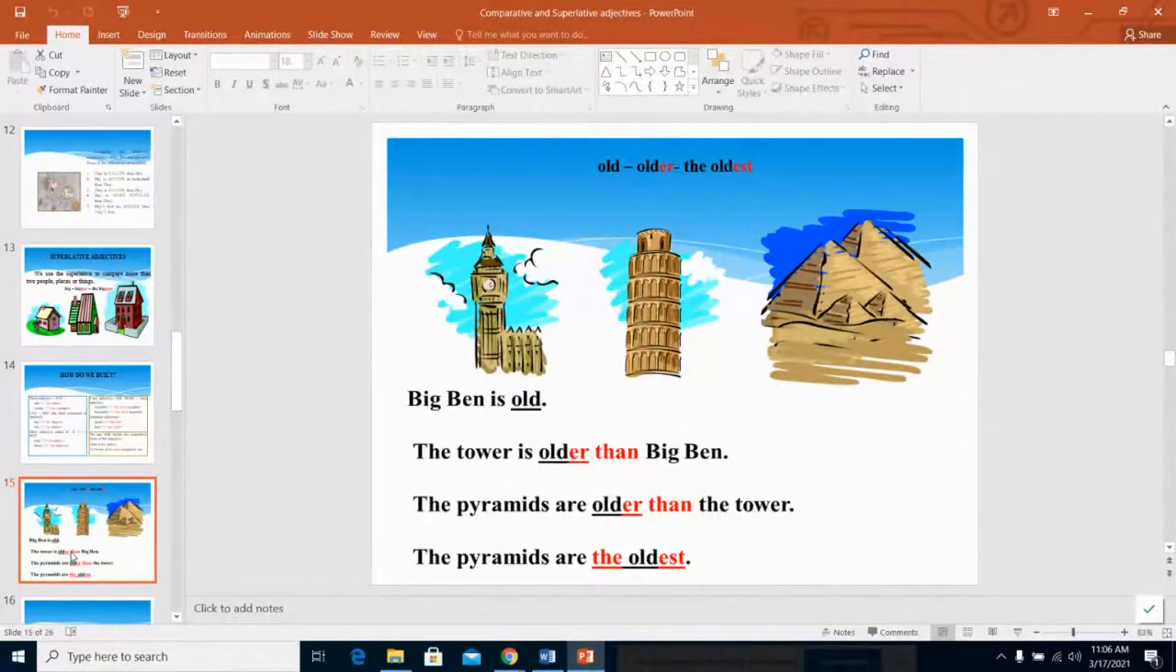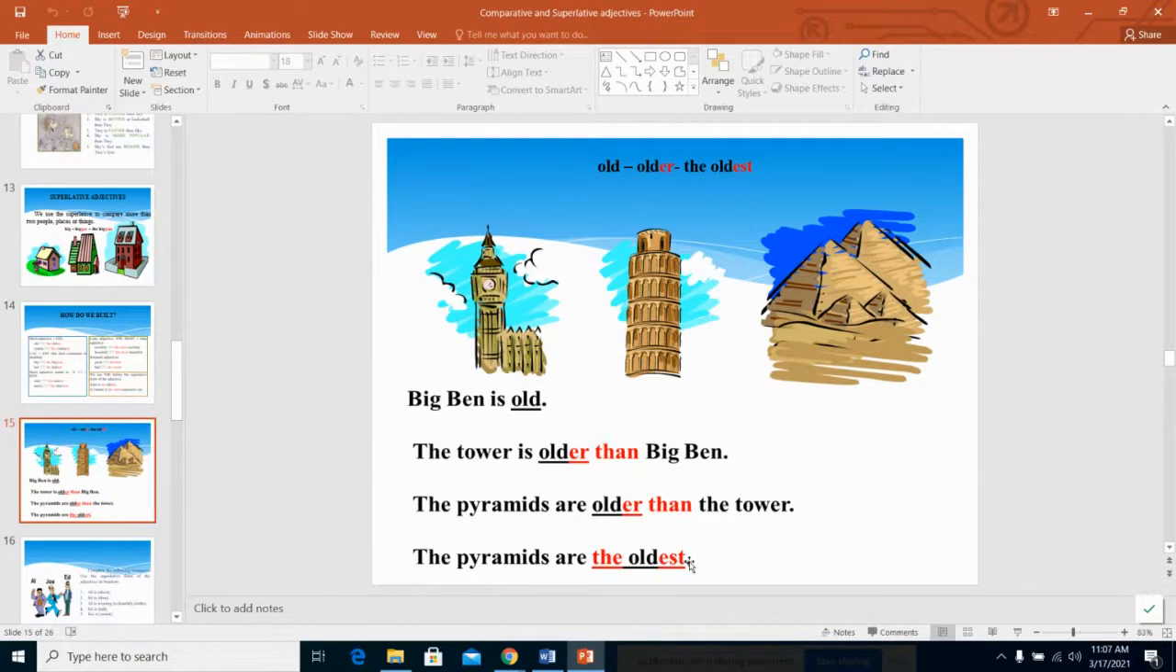Look at the example. Big Ben is old. So the tower is older than Big Ben. The pyramids are older than the tower. Old means qadim. The pyramids are the oldest. So these pyramids, you know that in Egypt. So these are oldest. This one is older and this is old. So we put ER and we put EST to make it superlative.